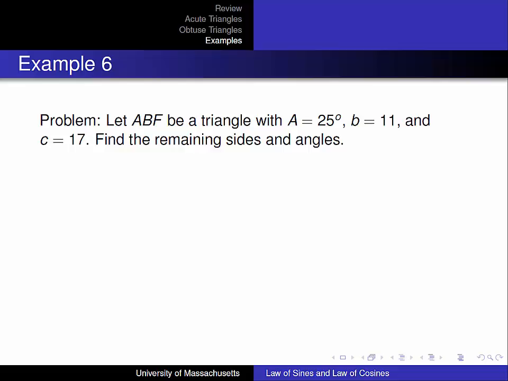So here's another example. This time, again, we're given one angle and two sides. So we have a triangle ABF. We know that angle A is 25, side B is 11, side C is 17. So, same thing as before, we write down the law of sines, and then we fill in the bits of info given in the problem.